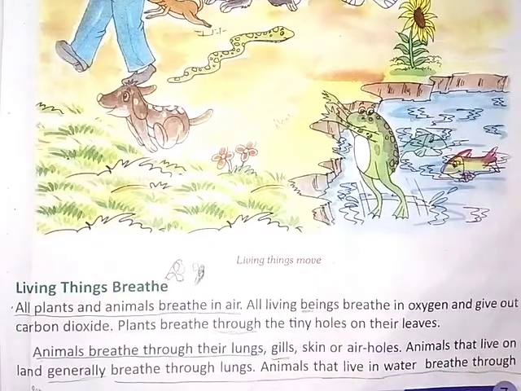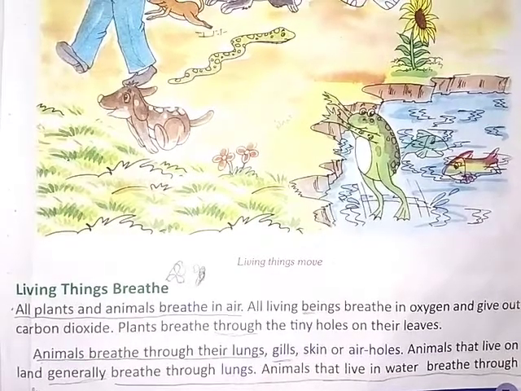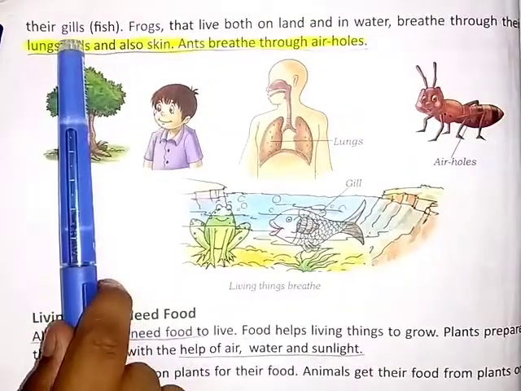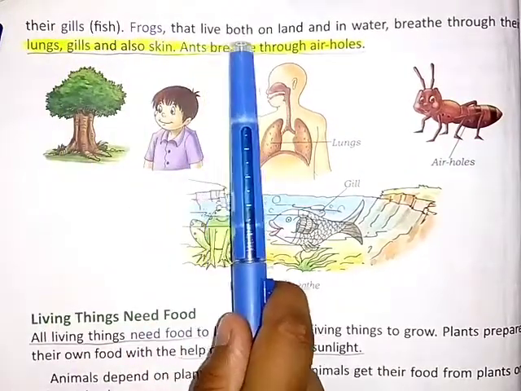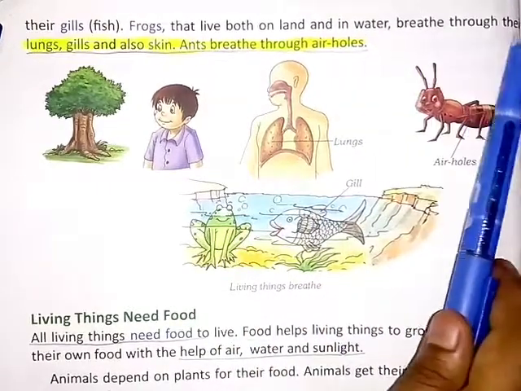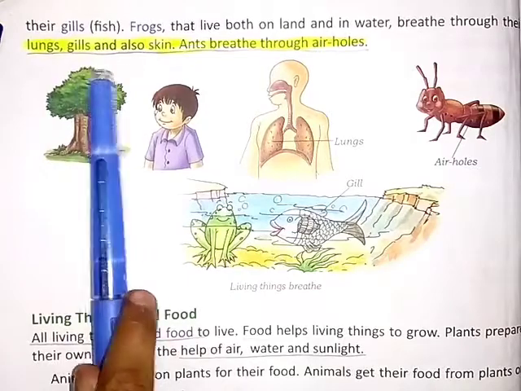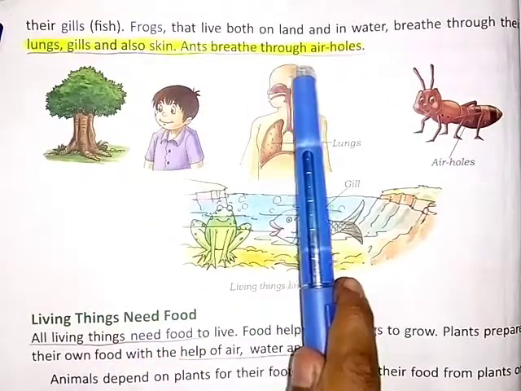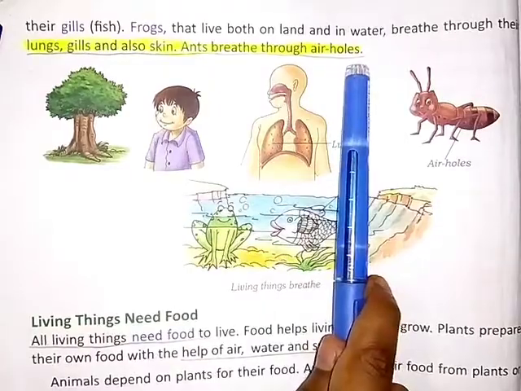Animals that live on land generally breathe through lungs. Animals that live in water breathe through their gills. Frogs that live both on land and in water breathe through their lungs, gills and also skin. Ants breathe through air holes.